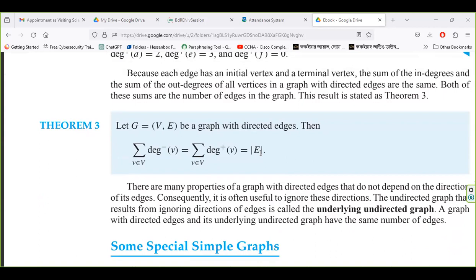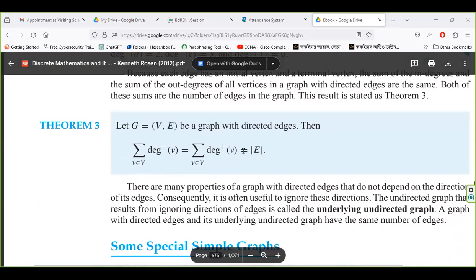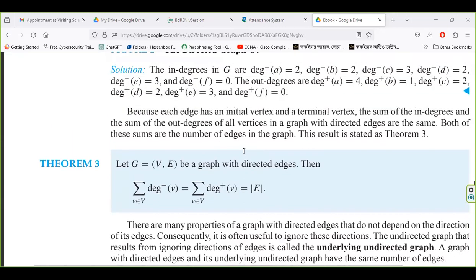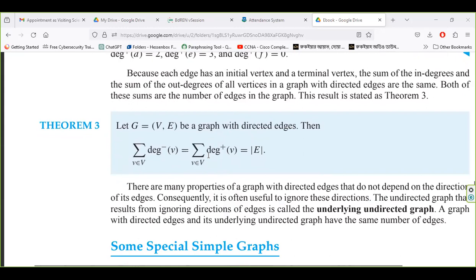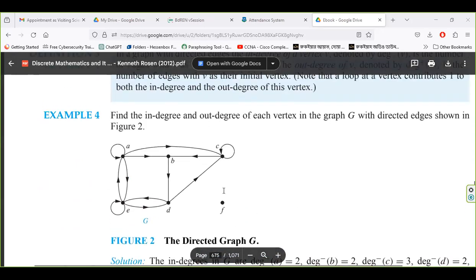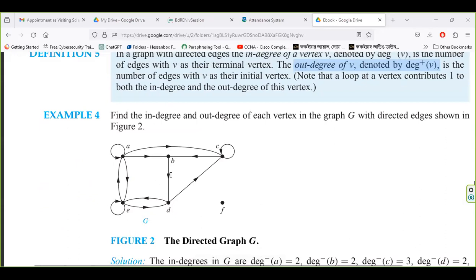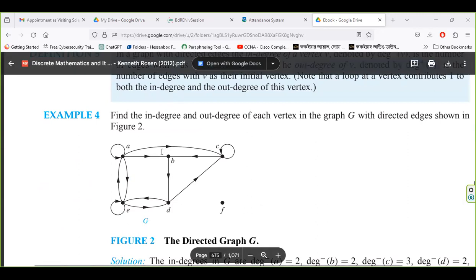So from this formula, we can find that the summation of in degree will be equal to the summation of out degree, which is equal to the number of edges. Is it clear, this theorem? Do you understand this? Yes, sir. Now, with this formula, can you prove it with this graph? Prove it step by step. What is the total in degree? What will be the total out degree? And what will be the number of edges?